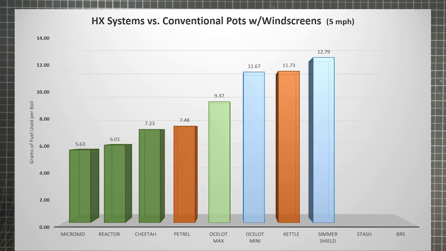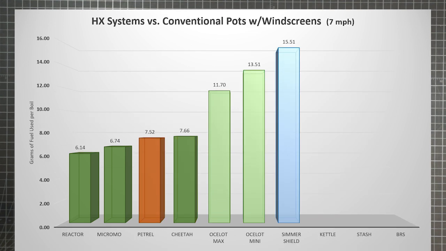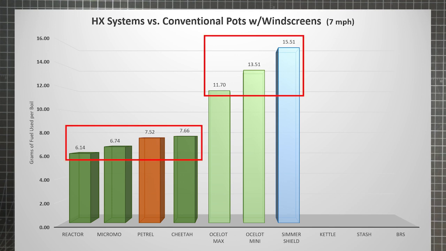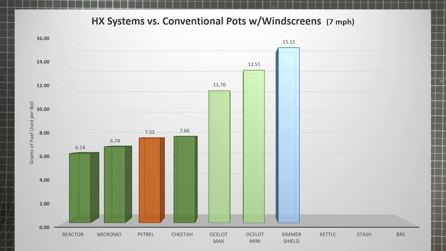And at 5 miles per hour, we lose the Stash and BRS entirely, and the Kettle slips away from the HX crowd. And by 7 miles per hour, these are the only systems left that can still bring a boil. As shown, the separation between types has only gotten wider. So in fairness, 2 of the most open HX systems were eliminated entirely at this wind speed, but of those that remain, there's a substantial difference between the average fuel efficiencies from each group. And I confess that I did not expect the difference to be this pronounced.